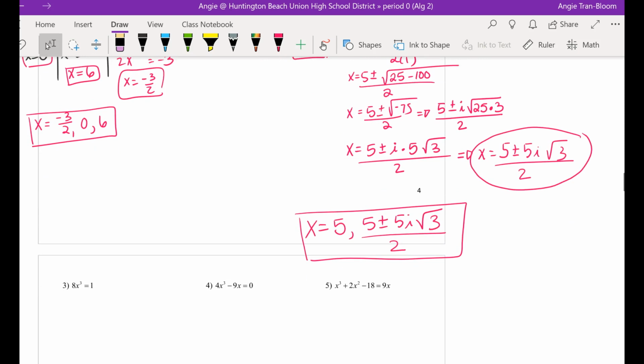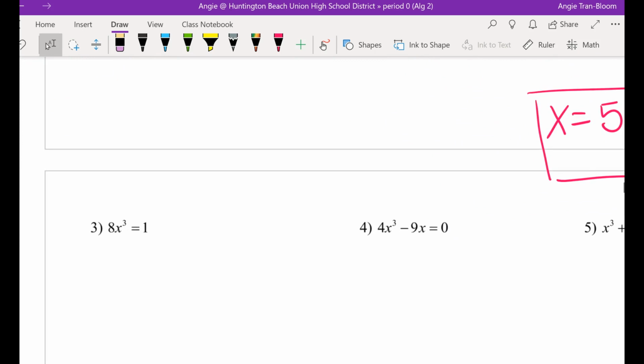Example 3, x to the third equals 1. So again, you want to set it equal to 0, so you can factor and use the zero product property. So x to the third minus 1 equals 0. This is the sum and difference of 2 cubes. In this case, it's the difference of 2 cubes. So 8x to the third, this can be rewritten as something to the third equals 8x to the third. So that's really 2x. Okay.